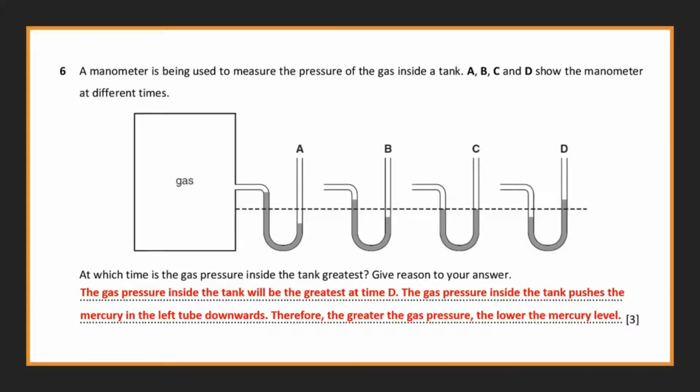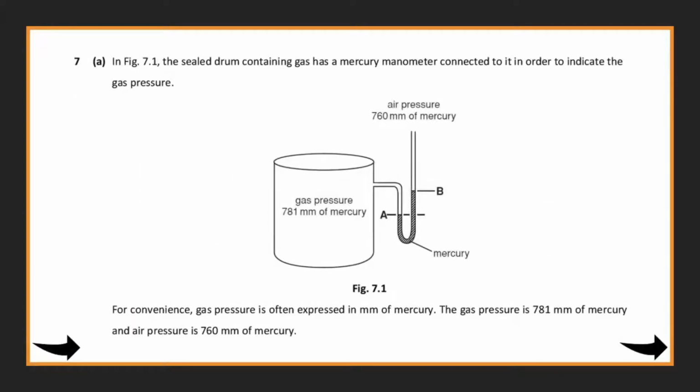Let's continue our discussion to number 7. 7a. In figure 7.1, the sealed drum containing gas has a mercury manometer connected to it in order to indicate the gas pressure. For convenience, gas pressure is often expressed in millimeter of mercury. The gas pressure is 781 millimeter of mercury and air pressure is 760 millimeter of mercury.